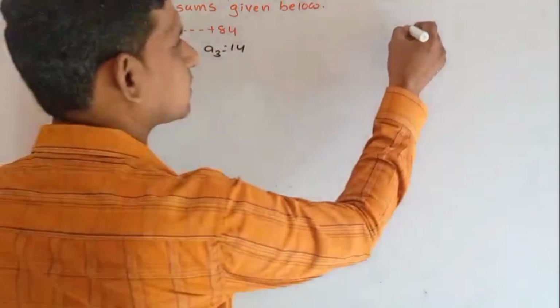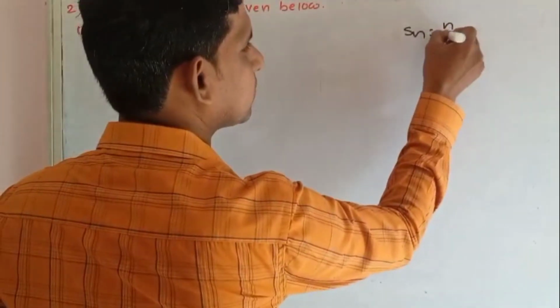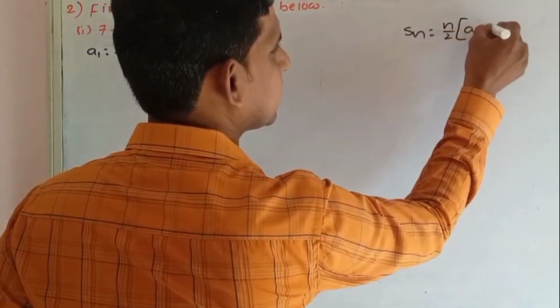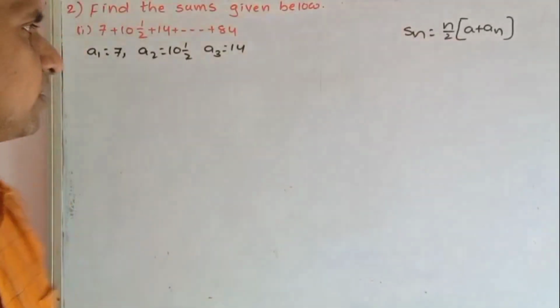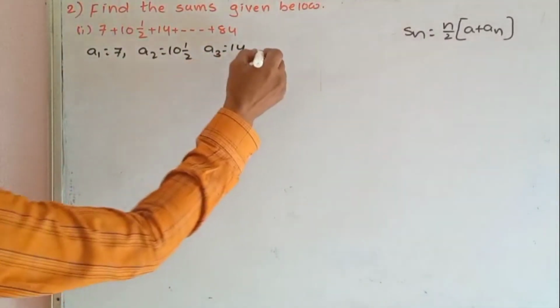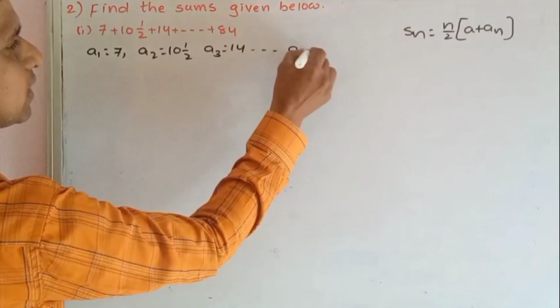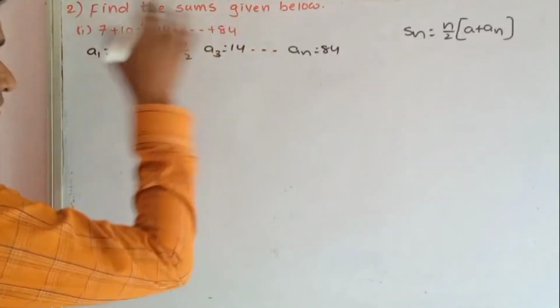Here the Sn formula, the sum of n terms formula, Sn equals n by 2 into a plus an. But I don't know the value of n. First find the value of n. Okay. So here an is also given. So an equals 84. That means the last term. Okay.